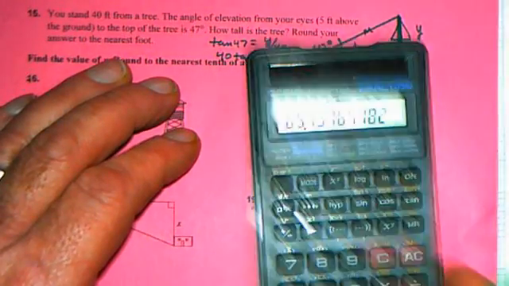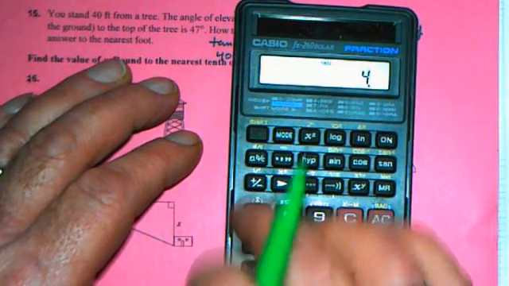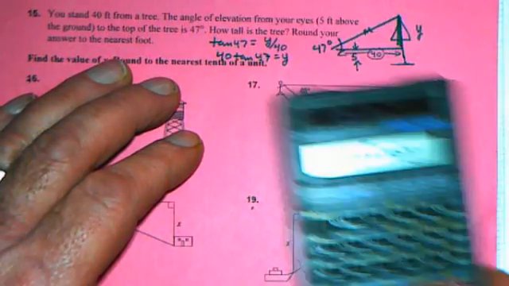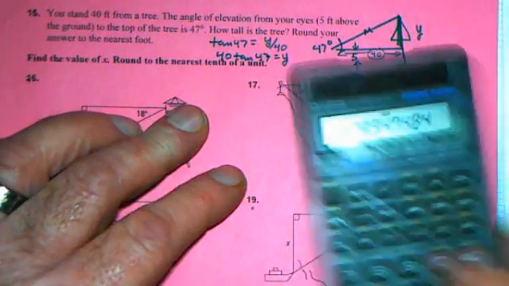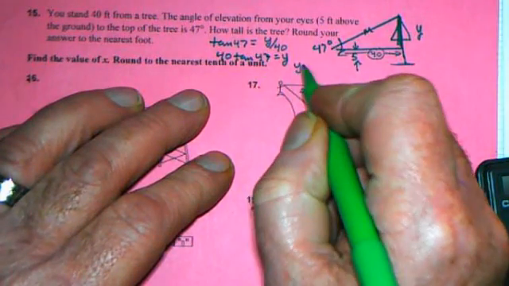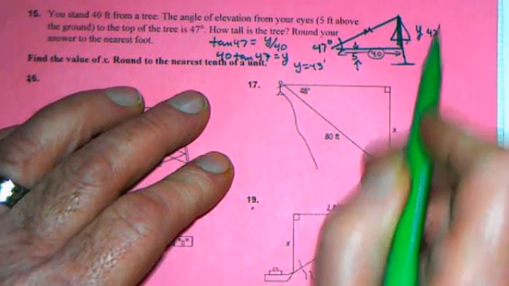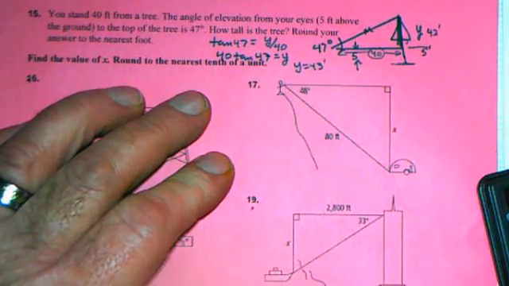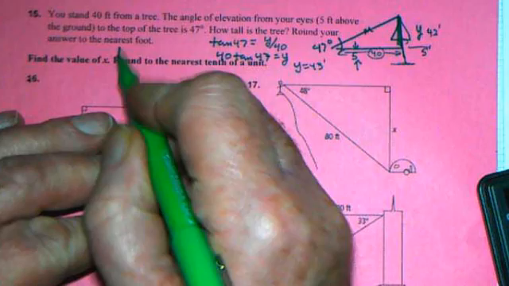Now 40 tan 47, 40 times 47 tangent equals 42.89. The answer needs to be rounded to the nearest foot, so we could call this 43 feet. Y is 43. Now this distance here is 43 feet, but the observer is 5 feet off the ground as they do the measurement. So we need to add that on to 43, and the tree is actually 48 feet tall.